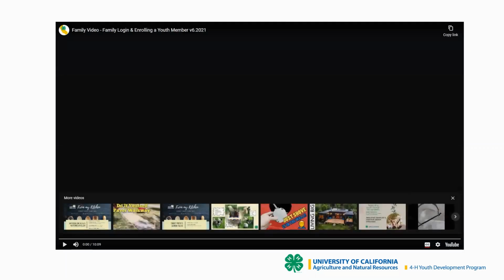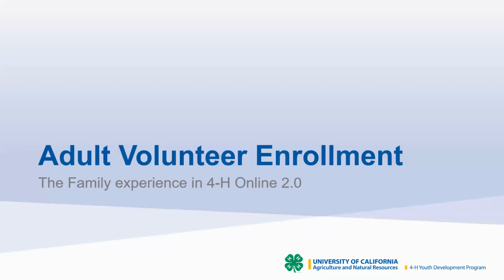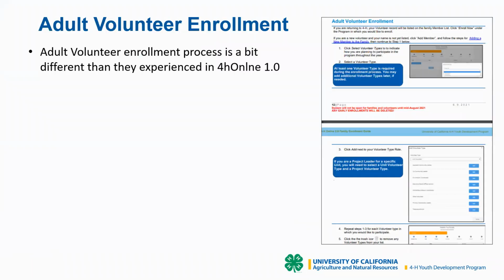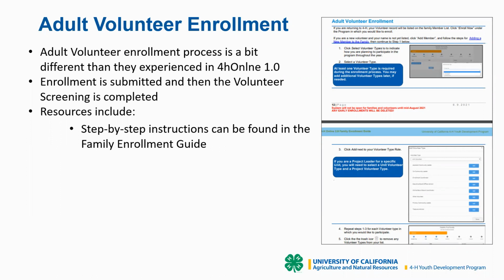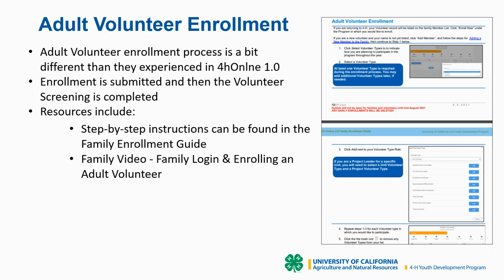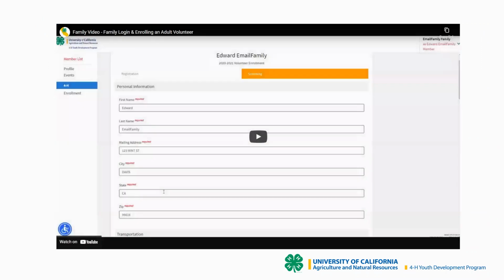Now, let's go over the Adult Volunteer Enrollment Family Experience in 2.0. The enrollment process for new and returning adult volunteers is a bit different than what was experienced in 4-H Online 1.0, as individuals submit their enrollment into 4-H and then complete their volunteer screening, previously called the confidential self-disclosure in 1.0. Resources to help family through this process include the Family Enrollment Guide and the Family Video. Let's take a look at the Family Video.